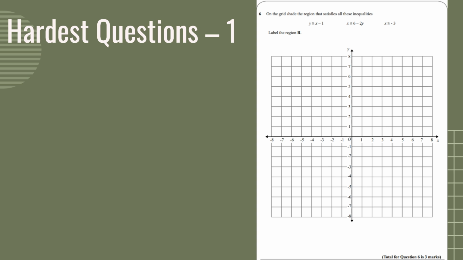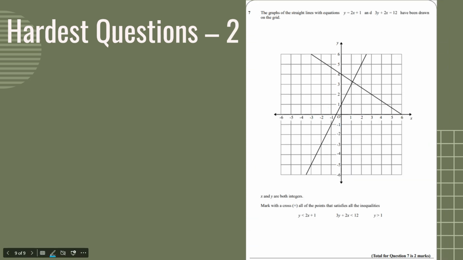So our first inequality would look like this. Our second inequality would be this line here. Then our third inequality would be this straight line here. And then we're asked to shade the region that satisfies all the inequalities, which is here, and we're asked to label it R. And that would be your full 3 marks.